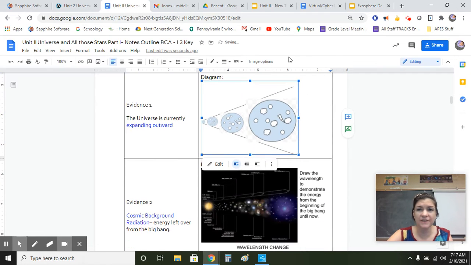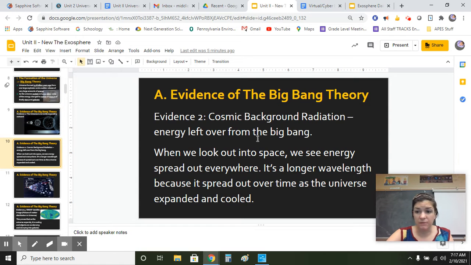Okay. The next evidence of the Big Bang Theory: cosmic background radiation. This is kind of harder to understand. It's energy left over from the Big Bang. A little bit of background: there were some guys, Penzias and Wilson, something like that, who were studying space, and they had a big radio telescope that detects radio waves. They were like, let's just point it out into space, see what we pick up. And so they pointed it at a place in space that didn't have any stars. That's going to be our control, the thing that we'll compare everything else to.